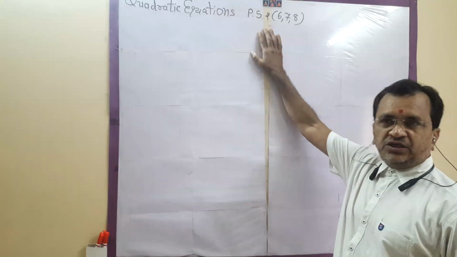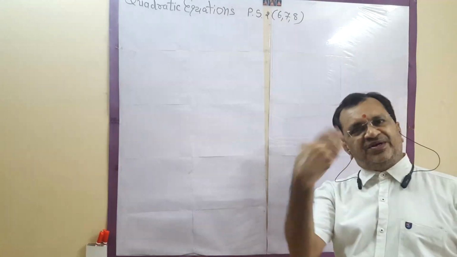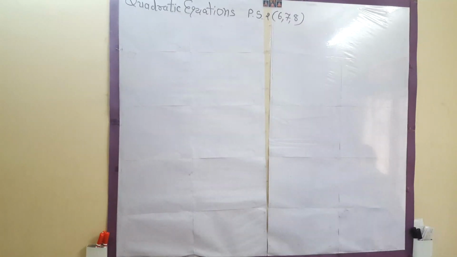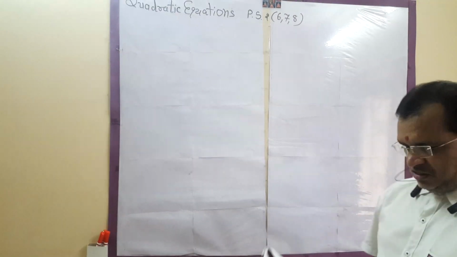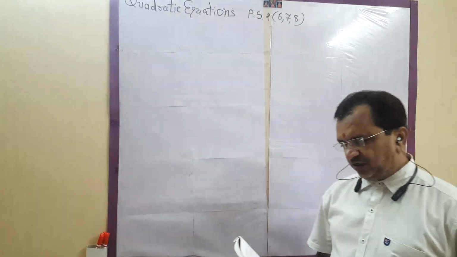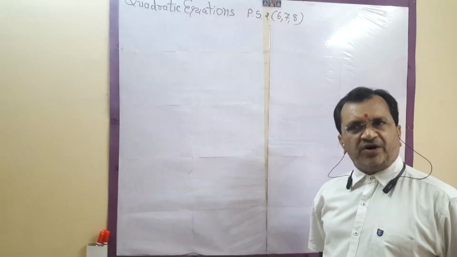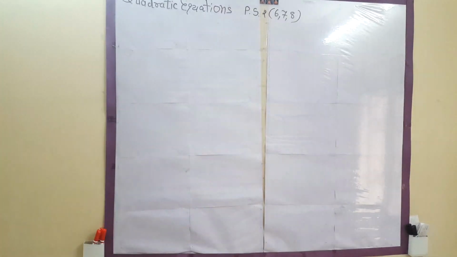Quadratic equation problem set 2, questions 6, 7, 8. Up to question 5 we have completed in the previous lecture. Now determine the nature of the root, and this is very important, and in all questions they are asking the same.